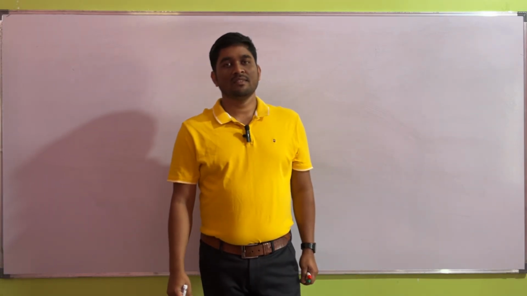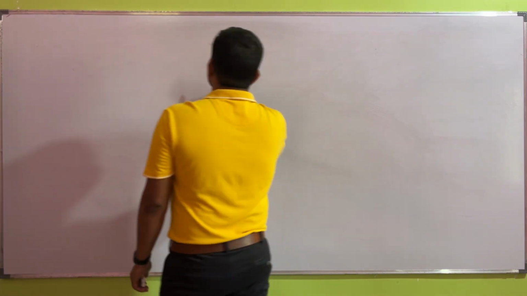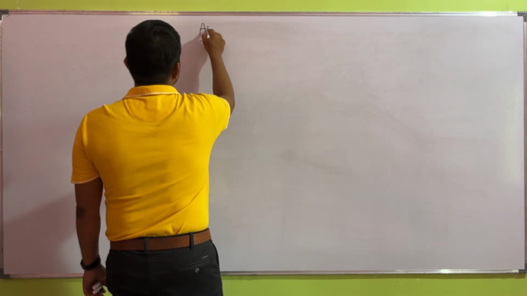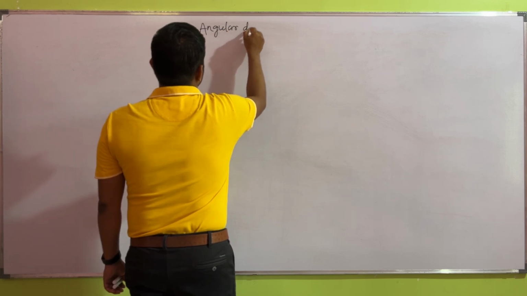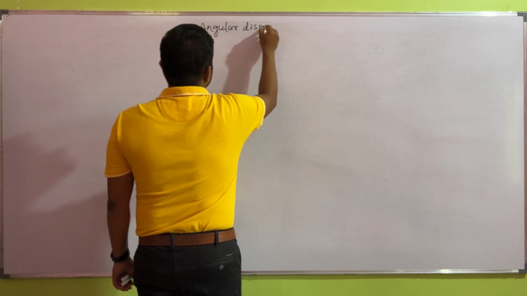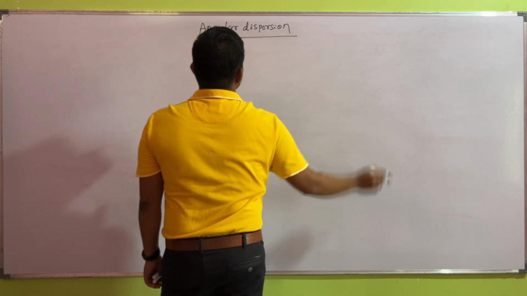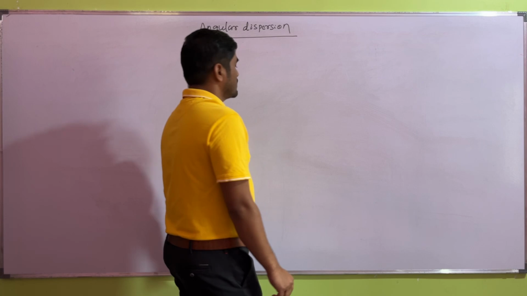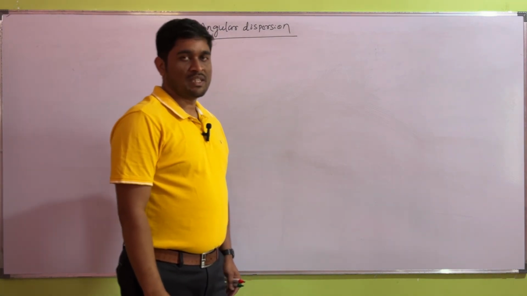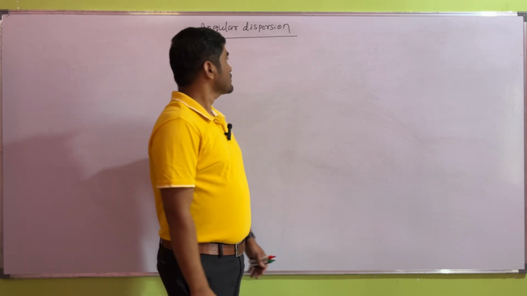Next, the topic is angular dispersion. Dispersion means the white light that splits off into its constituent colors.